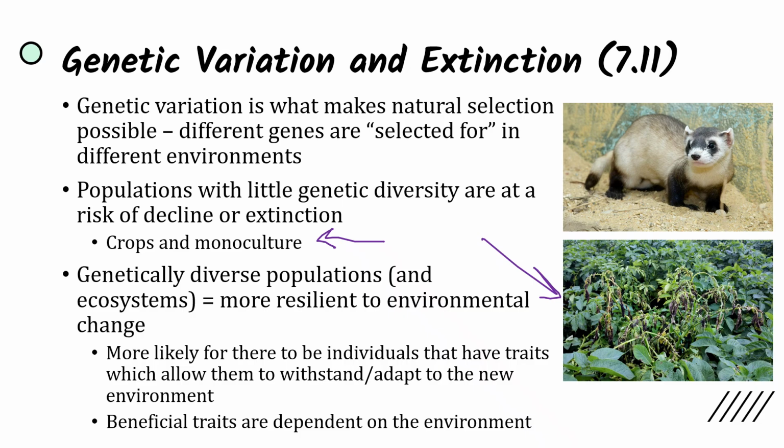We also have genetically diverse populations and ecosystems as a whole, which become more resilient to environmental change because they're more likely to have individuals with traits which allow them to withstand and adapt to the new environment. There's a higher chance that when the new environment shows up, there will be an individual that has a trait that allows them to better survive and reproduce in that environment. And which traits are beneficial are going to be dependent on that environment. So genetic variation is super duper key to natural selection, and without genetic diversity, extinction is very possible.